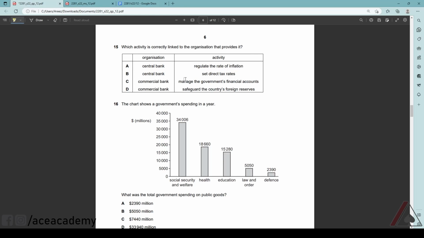The central bank sets direct taxes. This is untrue because the government sets the taxes. The taxes are determined and set by the government, so not the central bank. So it's not B.